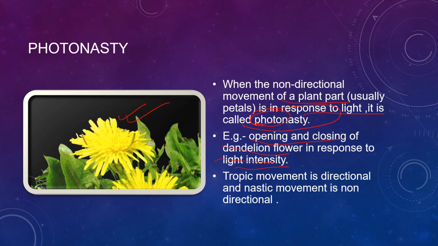So what is the main difference between the tropic movement and the nastic movement? Tropic movements are directional. They move towards the direction of the stimulus. We have seen that the roots move in the direction of water and towards the center of the earth. The shoot moves away from the water, or the root moves away from the light. So positive and negative phototropism, positive and negative hydrotropism and all the types of tropic movement are directional, whereas the nastic movement is non-directional. It doesn't depend on the direction.